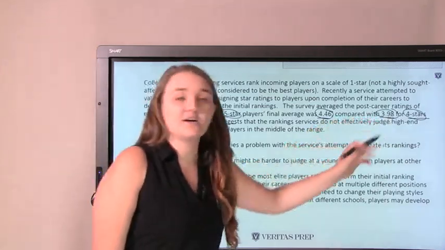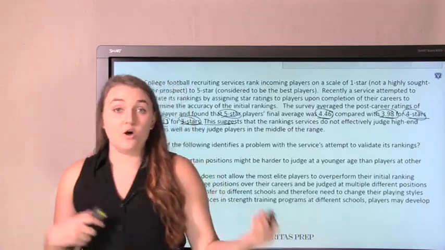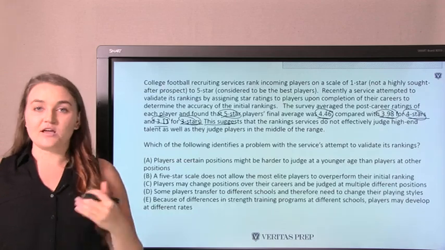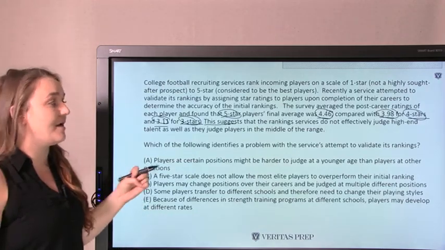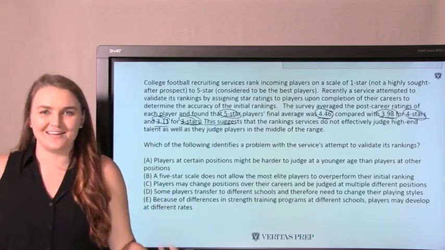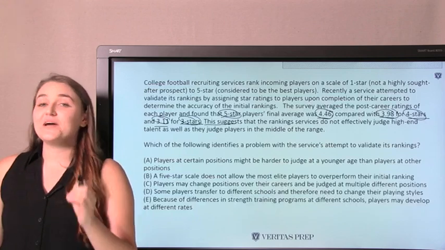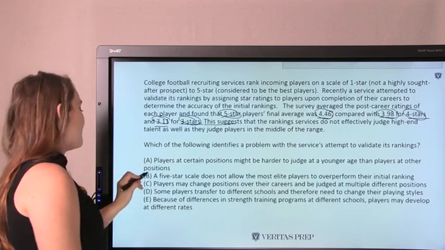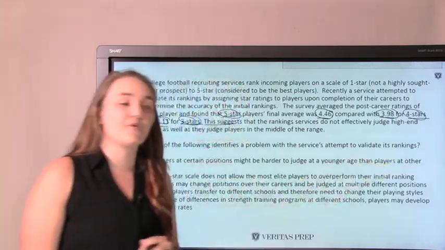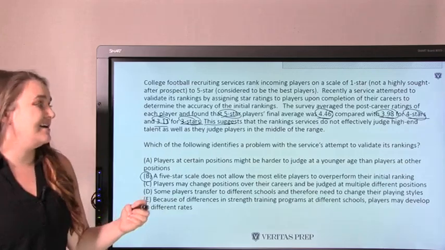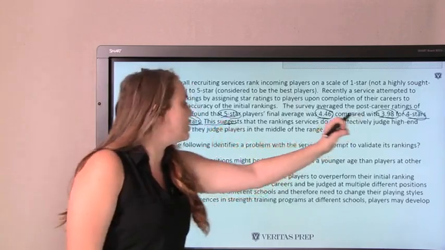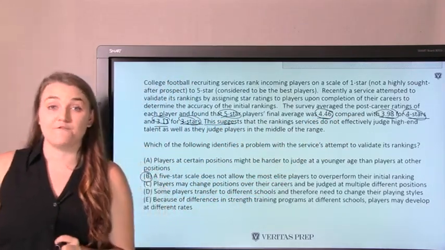For my 4 stars, I could have guessed a whole bunch of 5 stars and a whole bunch of 3 stars that averaged me out to 4. So this doesn't necessarily tell me that on a case-by-case basis, I'm more accurate at judging 4-star and 3-star talent. What it tells me is that the system's inherently a little flawed, right? And so again, for those of you who chose anything other than answer choice B here, a 5-star scale does not allow the most elite players to overperform their initial ranking. There's no way that a 4-star and a 6-star averages me back to 5 and gives me the same closeness I can anticipate out of my 3 and 4-star rankings.